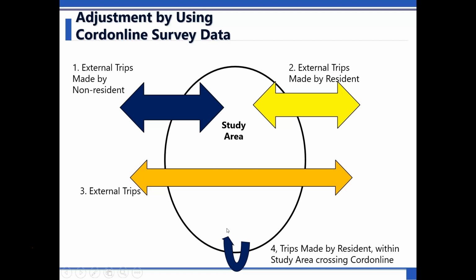Fourth one, I think, is a very, very rare case. This is a trip made by a resident within the study area. Someone goes out at once, however, they have destinations within the study area. Such a trip also crosses the cordon line several times, so it must be considered when setting the expansion factors.